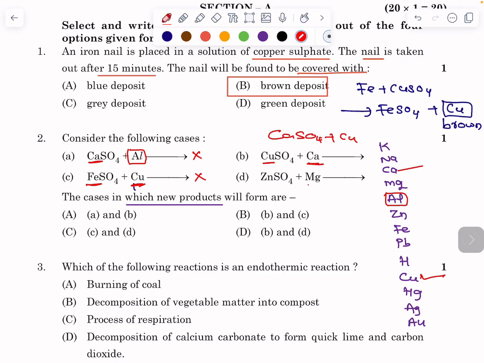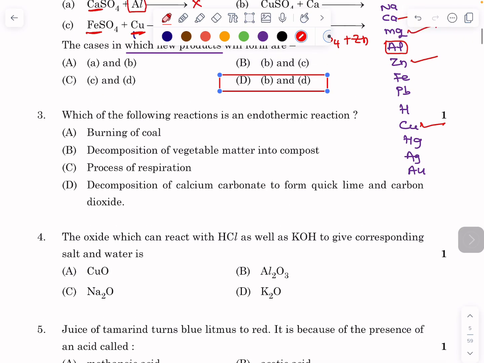Next you see magnesium. Magnesium is more reactive than zinc, so it can displace the zinc from zinc sulfate and form magnesium sulfate plus zinc. In which cases are the reactions taking place? In B and D cases, right? The answer is B and D. Option D, you put a tick.